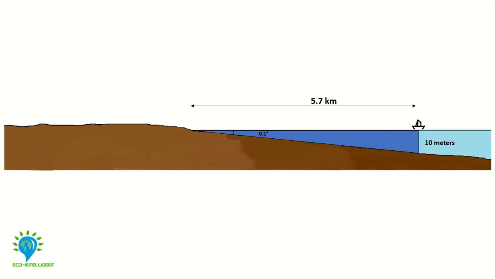Now let us imagine that we have a boat that is floating over water 10 meters deep. We can easily imagine a right angled triangle over here where the height of the triangle is 10 meters and the opposing angle is 0.1 degree. Using the trigonometric function of tan, we can find out the length of the base of this triangle. Putting in the values, we get a length of 5.7 kilometers. That means that our boat is 5.7 kilometers away from the shoreline.